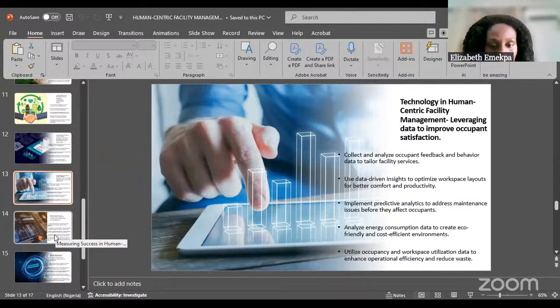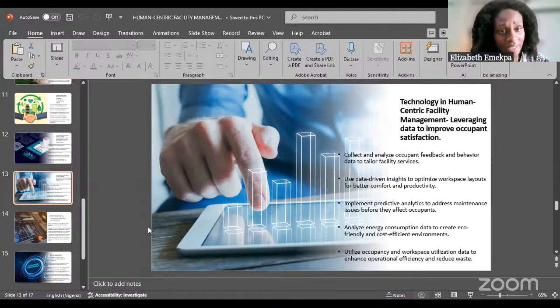It said implement predictive analysis to address maintenance issues before they affect occupants. They've complained about this thing. Before they complain about another thing, you as a facility manager should ensure that you are one or two steps ahead of them. Are we together? A good example is AC. You're supposed to do your AC maintenance every 3 weeks, for example, or 2 weeks. Before the AC starts giving issues, you should be up to date. Always be on top of your game, so that your users will be comfortable.